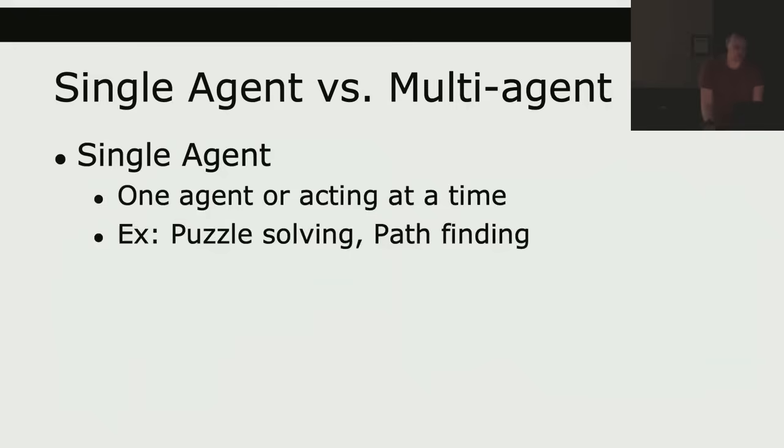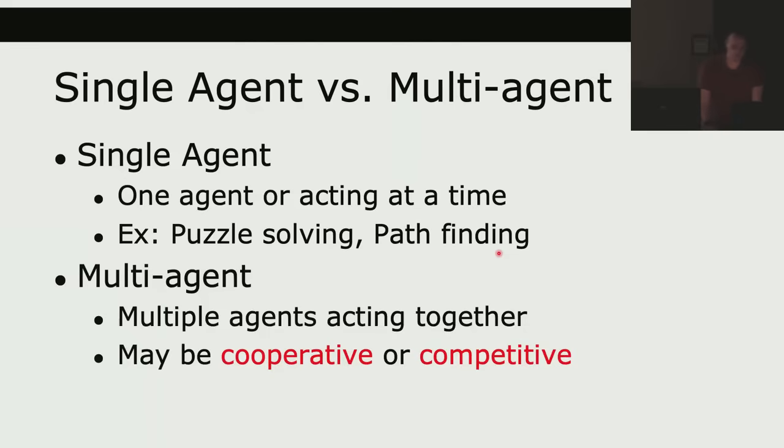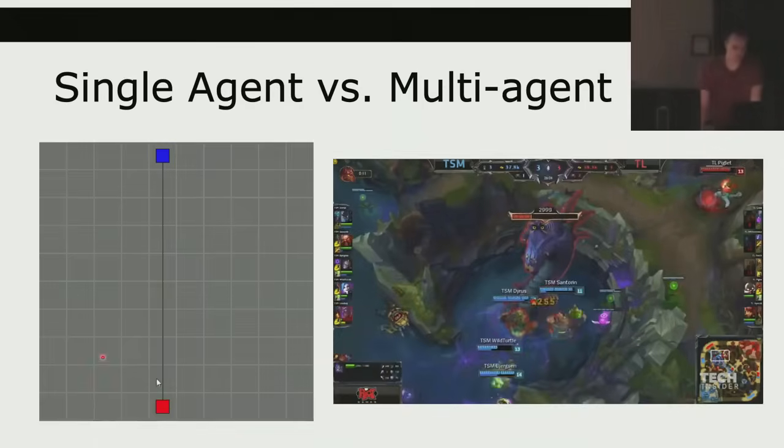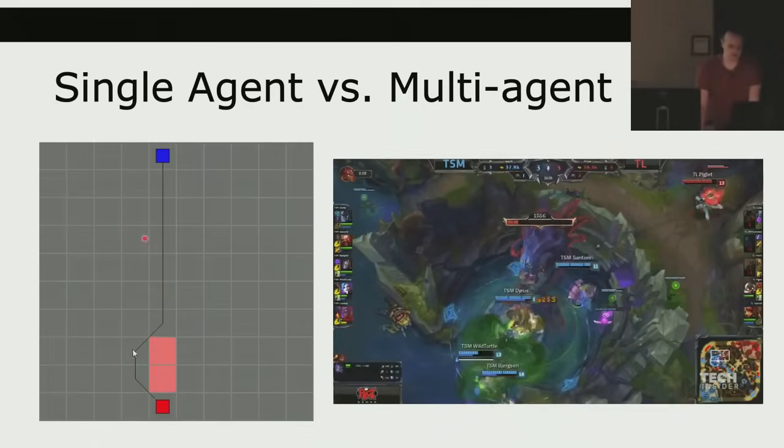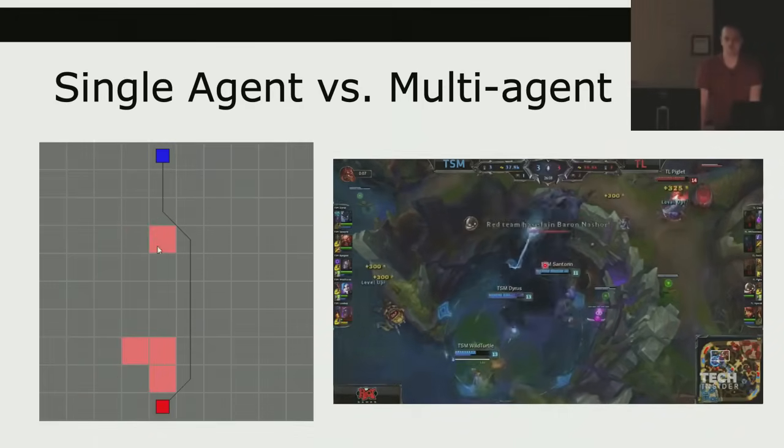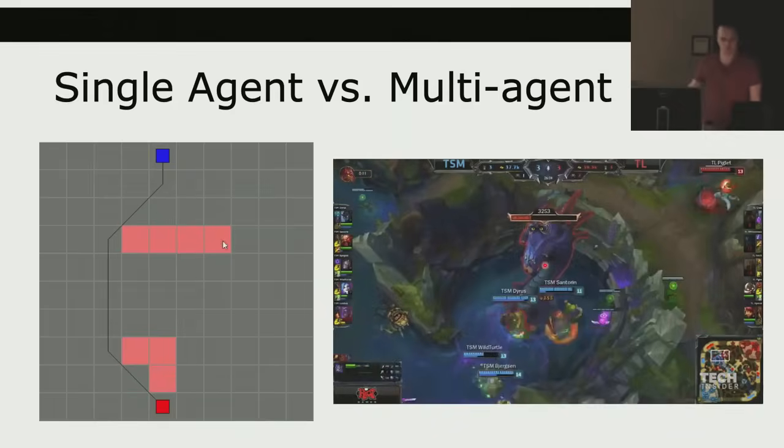Single agent versus multi-agent. In single agent, one agent is acting at a time. This might be something like solving a crossword puzzle or pathfinding through a maze. In multi-agent, you have multiple agents acting together, either cooperatively or competitively. We'll talk about single agent search first, and then we'll talk about adversarial search, where two agents are competing in a given problem. Over here, we have a single agent problem with its pathfinding. Over here, we have this multi-agent problem, which is like a team-based video game or something like that.